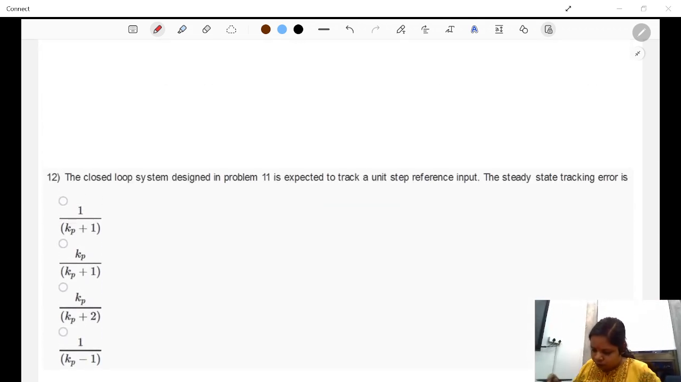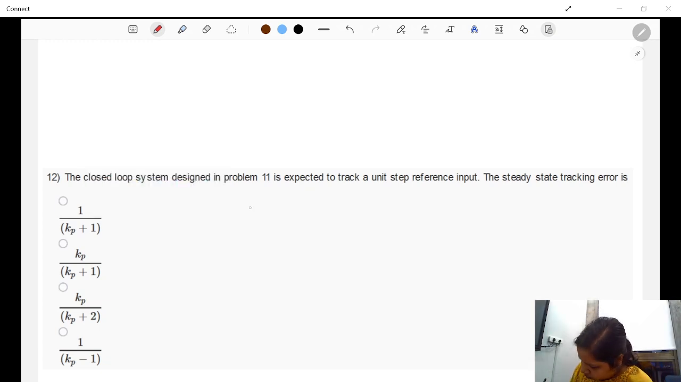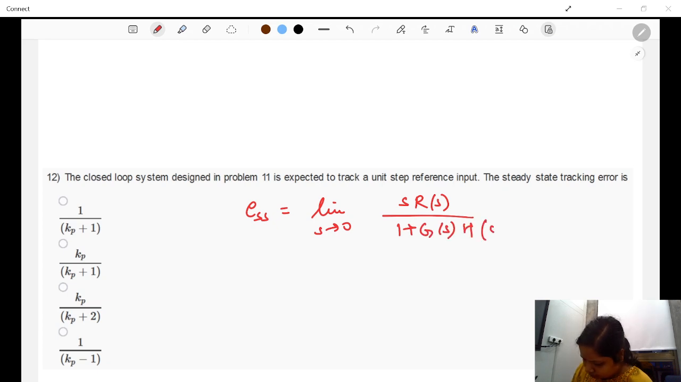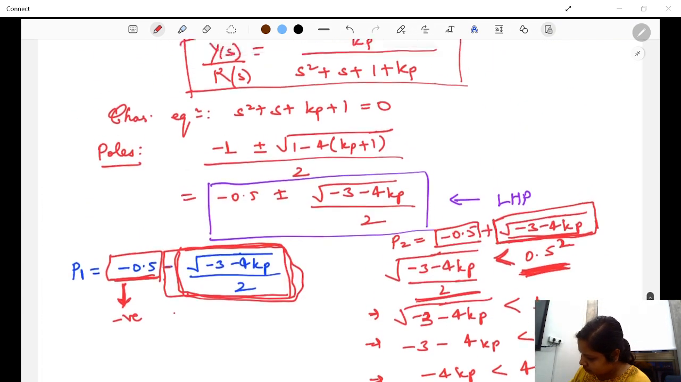Now, when we are trying to solve this question, we'll use the same technique. We will try to find out the steady state error. It would be limit s tends to 0, s into Rs upon 1 plus Gs into Hs. Now, what do you find? Step reference input. That means Rs is going to be a step input here. Your reference is going to be a step input. s into 1 by s upon 1 plus Gs into Hs.